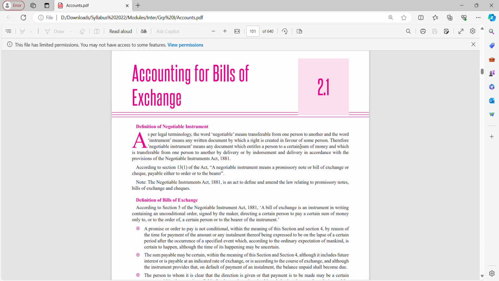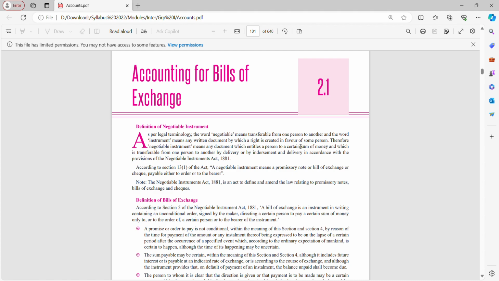Accounting for bills of exchange. So we have the definition of negotiable instrument. As per legal terminology, the word negotiable means transferable from one person to another, and the word instrument means any written document by which a right is created in favor of some person. So negotiable means transferable and instrument means written document.